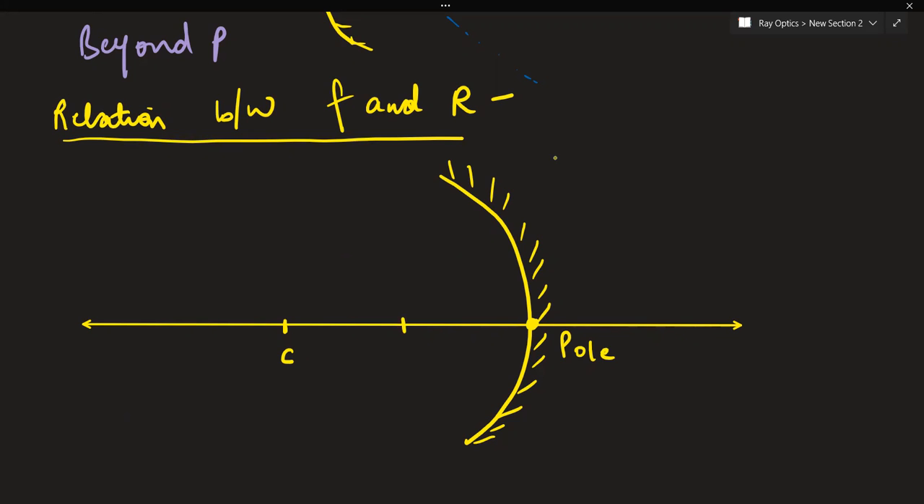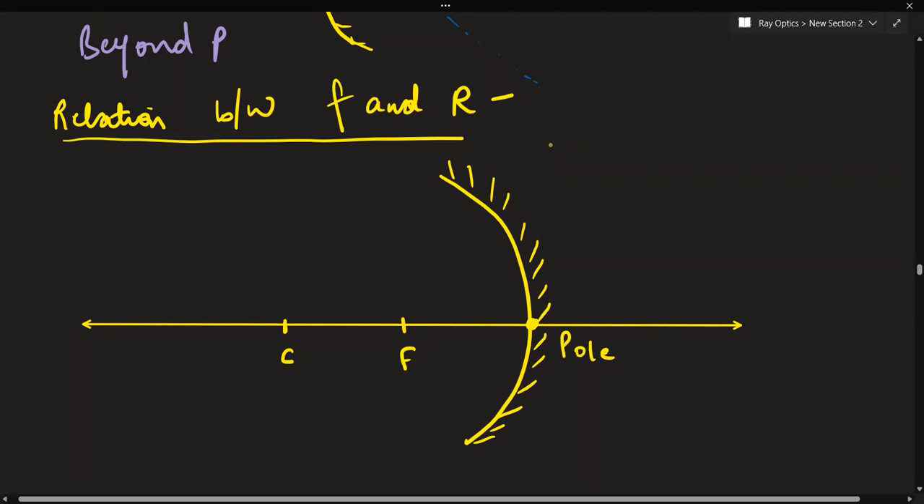Now, all the parallel rays will meet at this point. Sana, what do we call this point where all the parallel rays ultimately meet each other after getting reflected from the mirror? Focus, perfect. This point is known as the focus.